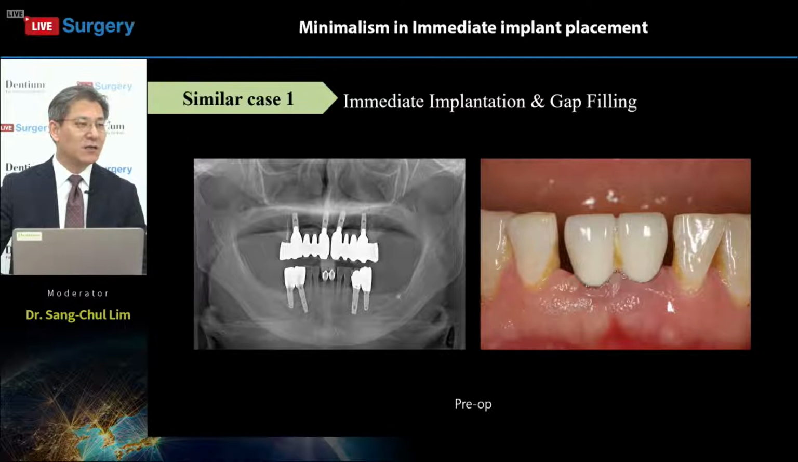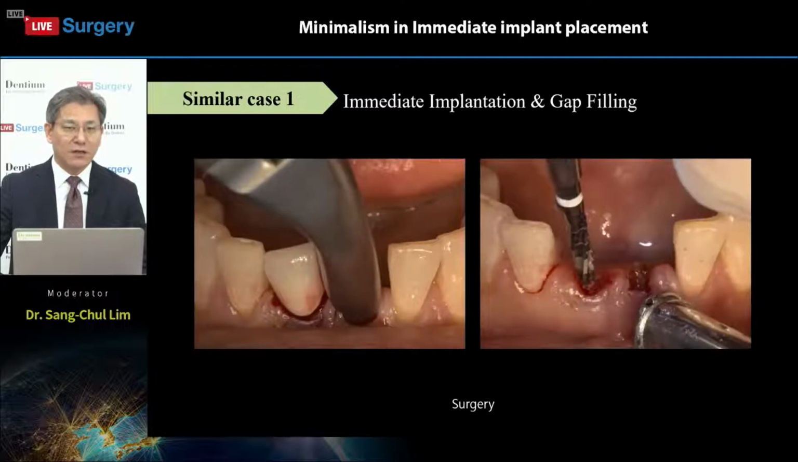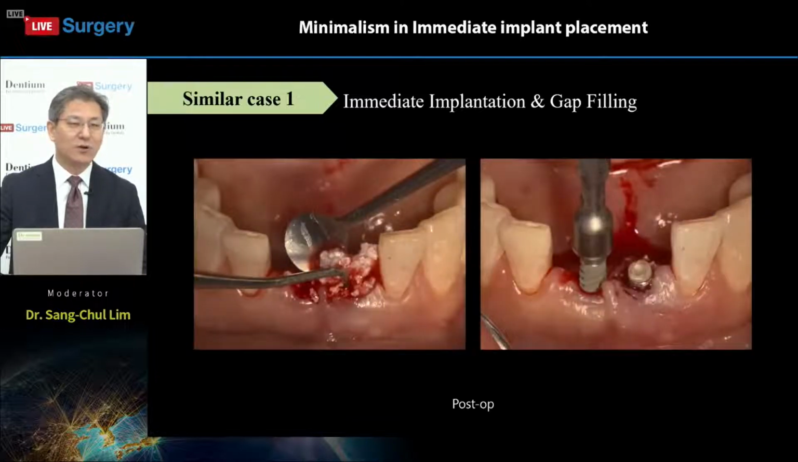This is a similar case, immediate implantation and gap filling. All of this gap filling will be done on the intact socket, as you know. So extraction, bone filling, drill and implantation, all the same procedures were done. Very simple. Extraction, as you know, then the drill and bone grafting for gap filling, and implantation with the tissue level.